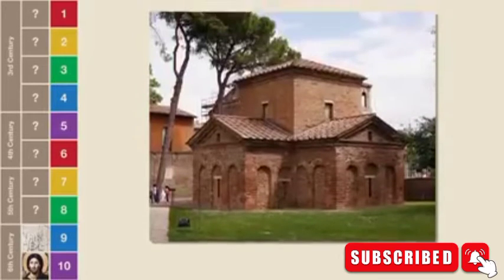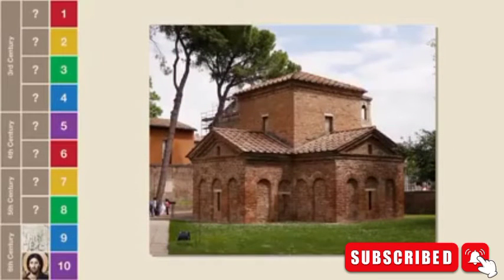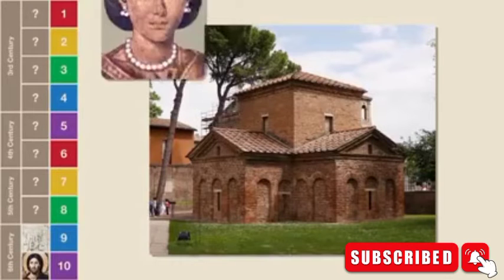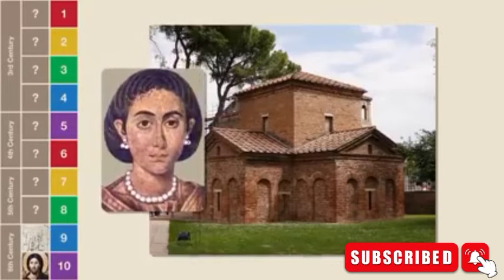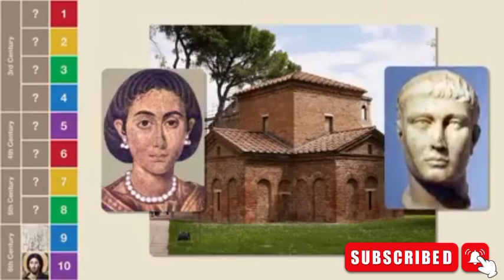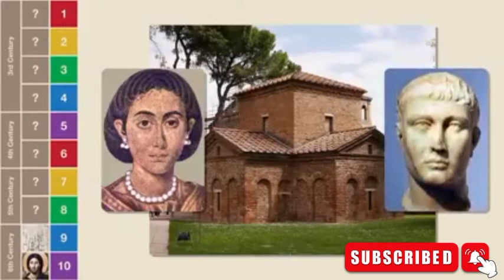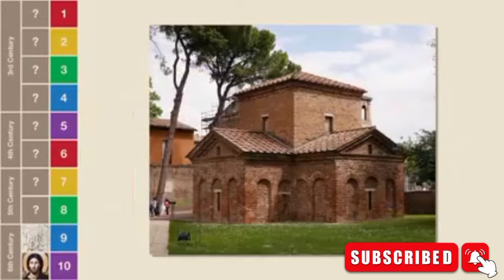A good example is the next image I want to show you, which is over 100 years older and comes from the mausoleum of Galla Placidia in Ravenna, Italy. Galla Placidia was the daughter of Emperor Theodosius I, who was the emperor that made Christianity the official religion of the Roman Empire. This isn't actually her mausoleum or burial place, though. Rather, it is a chapel that she had built during her lifetime.